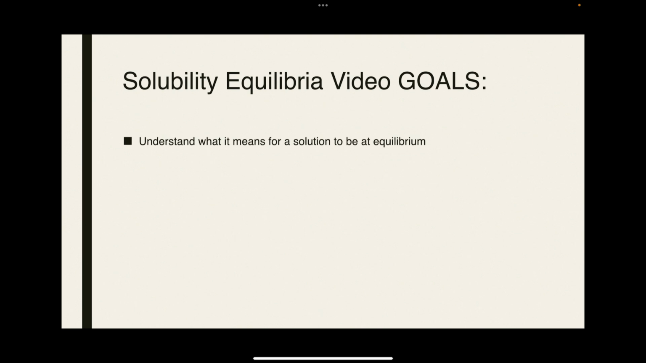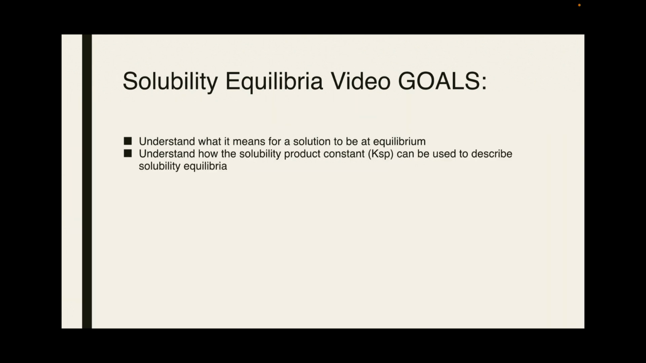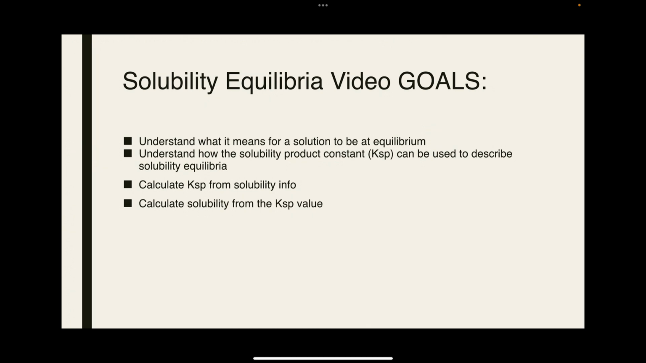That brings us to the end of this video. Let's review our goals. First, we looked at what it means for a solution to be at equilibrium. Recall this means it's saturated. Then we looked at how the solubility product constant, or KSP, can be used to describe solubility equilibria. Then we looked at how to calculate KSP from solubility info and how to calculate the solubility from the KSP value.